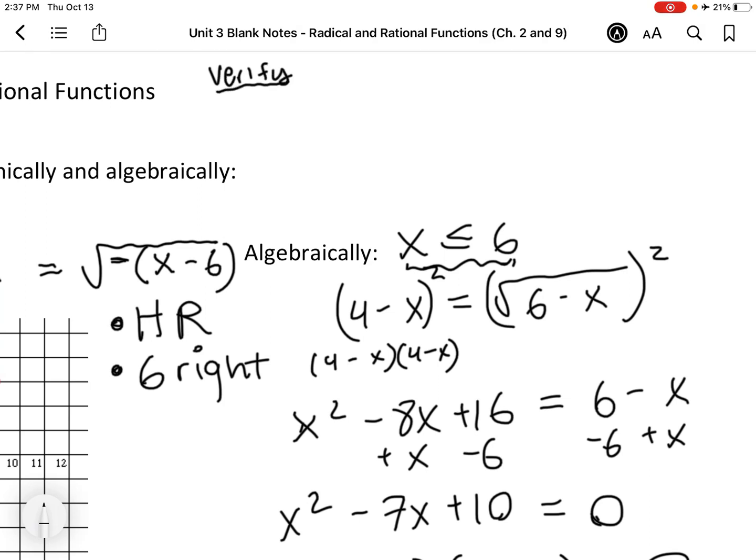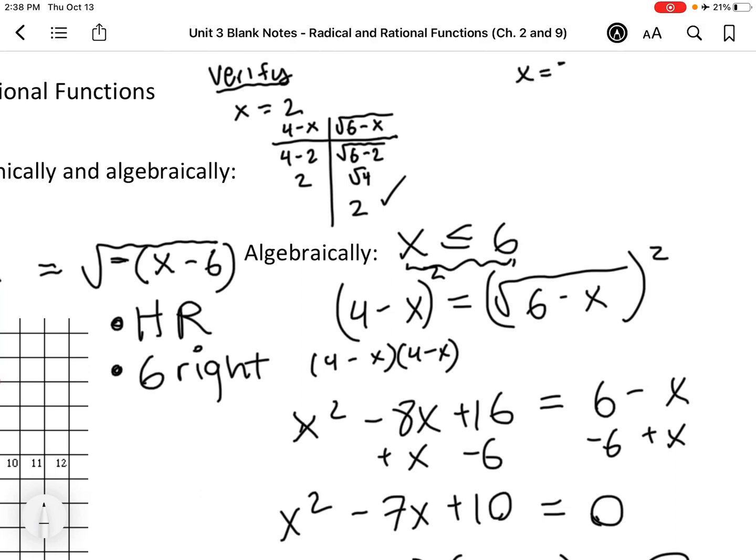Right? And I got two solutions to the equation. x equals 2. Okay, now if I verify that in the original, the left side was 4 minus x. The right side was the square root of 6 minus x. So if I sub a 2 into each of those sides, the left side's 4 minus 2, that's 2. The right side is the square root of 6 minus 2. Okay, now the square root of 6 minus 2 is the square root of 4. The square root of 4 is 2. So that's good. These are equal.